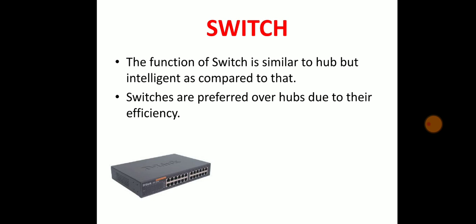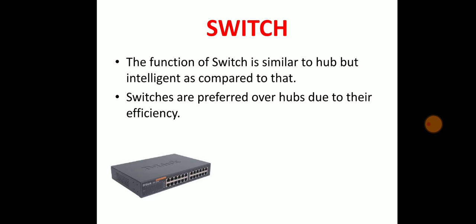But in the switch, the data are transferred in the form of packets as they arrive, and it also determines the source and the destination. It means that the switch determines where the data is to be transferred before sharing it. Switches are preferred over hubs due to their efficiency. Switch prevents data collision.